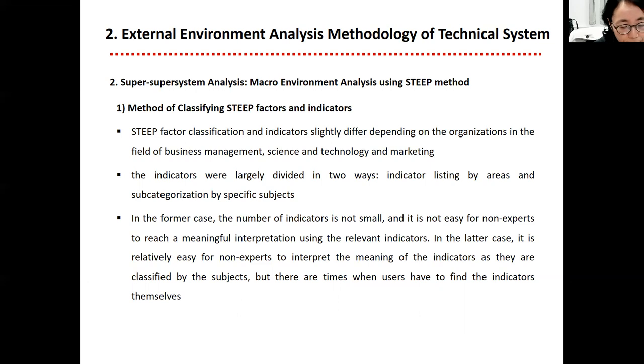Let's take an example of demographic indicators in the social area. In the first classification, listing by areas, the indicators are presented as birth rate, death rate, population by age, etc. On the other hand, in the second classification, subcategorization by specific subject, demographic indicators are specified under the subject of influence on demand and supply, where specific demographic indicators can be derived only if the purpose and scope of the analysis is clearly defined.